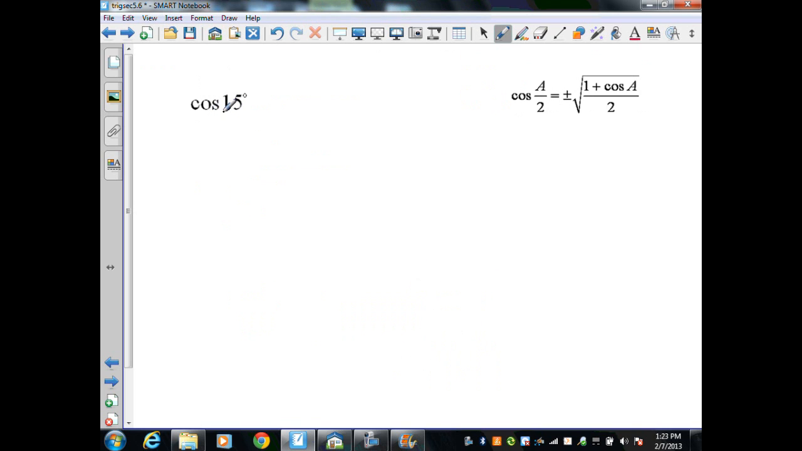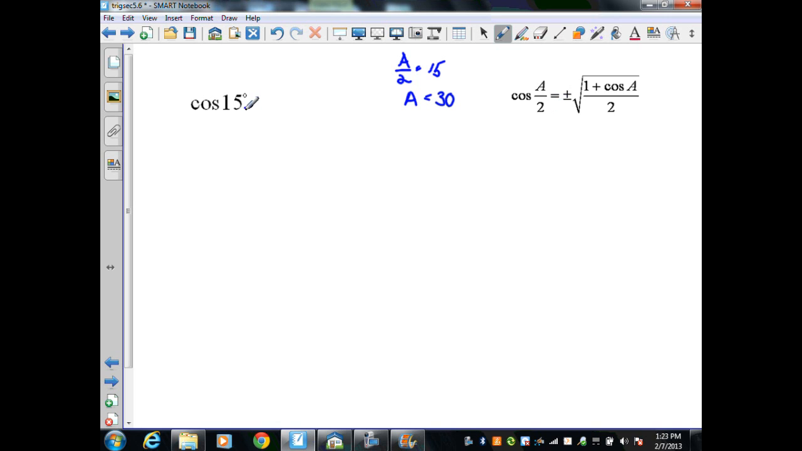Again, I want to find the exact value. I have that a over 2 is equal to 15. Solving for a, I get a equal to 30. Now I'm going to use this half-angle identity. I know 15 degrees is in quadrant 1, and cosine in quadrant 1 is positive.